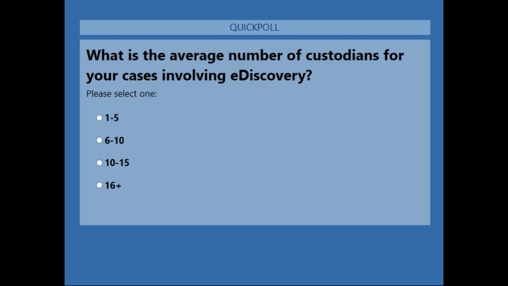Our first polling question is, what is the average number of custodians for your cases involving e-discovery? Is it 1 to 5, 6 to 10, 11 to 15, or 16 plus?